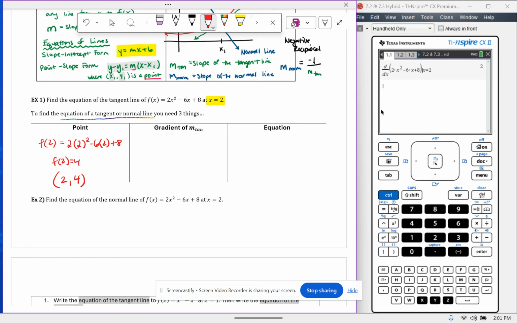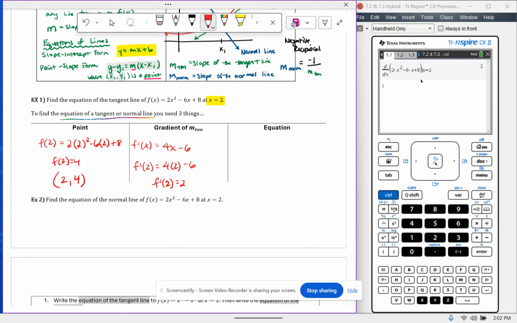Gradient of the tangent line. That's the slope of the tangent line. Remember, IB refers to slope as gradient. You would find the derivative of the original and then evaluate it at that particular x value. The derivative of this would be 4x minus 6. I'm going to plug in the 2. And I'm going to have f prime of 2 is equal to 2.